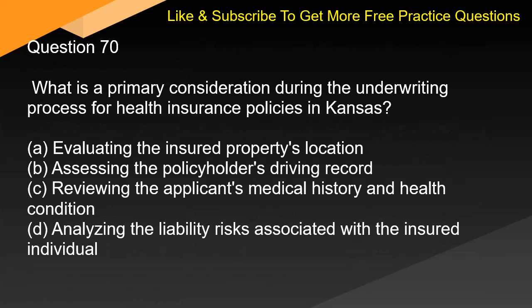Question 70. What is a primary consideration during the underwriting process for health insurance policies in Kansas? A. Evaluating the insured property's location. B. Assessing the policyholder's driving record. C. Reviewing the applicant's medical history and health condition. D. Analyzing the liability risks associated with the insured individual.